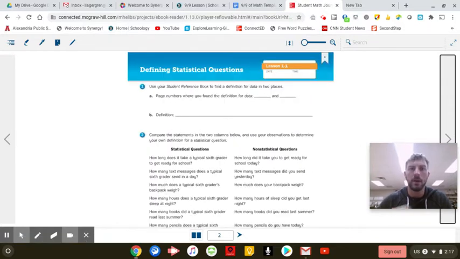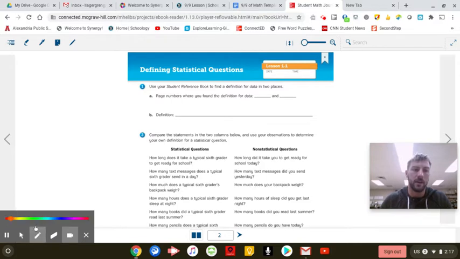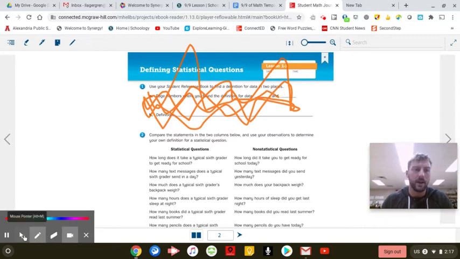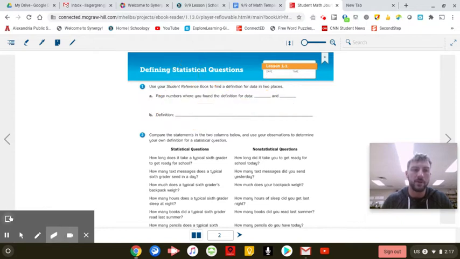Flipping to page 2, we're talking about statistical questions. And I want you to skip number 1. This is me attempting to cross it out. I don't have my stylus with me right now, so we'll cross it out like that. So just skip number 1, and then we'll flip to number 2.